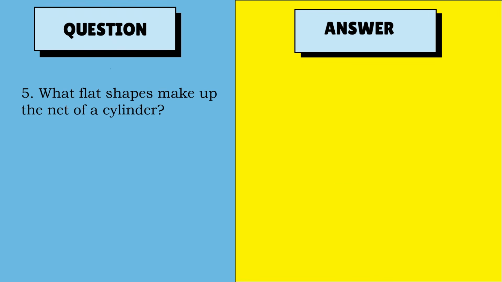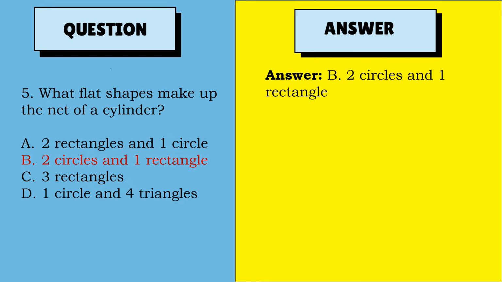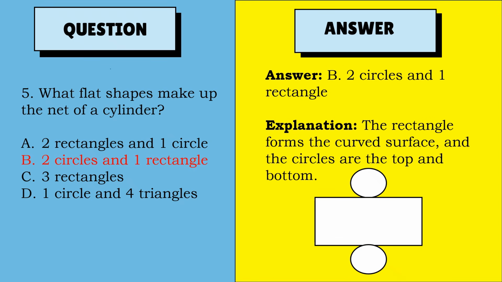Next question. What flat shapes make up the net of a cylinder? A. 2 rectangles and 1 circle, B. 2 circles and 1 rectangle, C. 3 rectangles, D. 1 circle and 4 triangles. What do you think the answer is? Alright, the correct answer is letter B, 2 circles and 1 rectangle. The rectangle forms the curved surface and the circles are the top and the bottom.